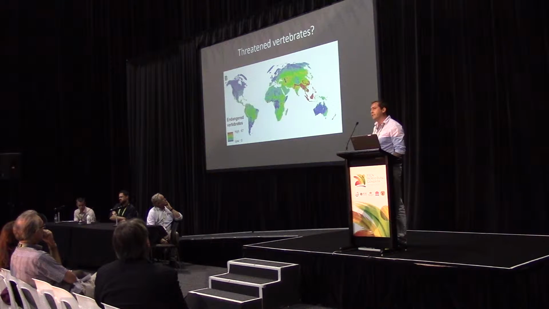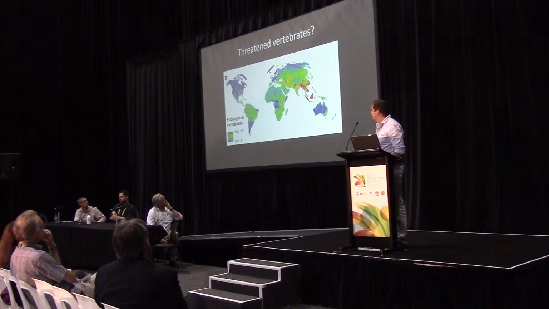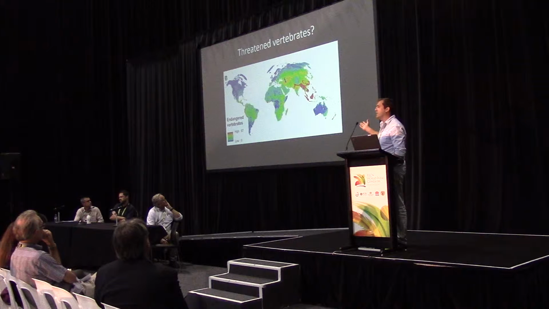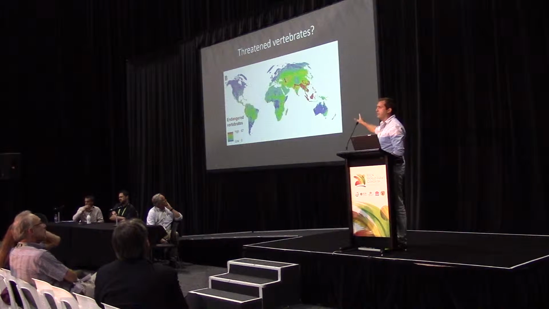So the first thing we did is gather data on metrics of biodiversity. The first data set is the richness of threatened vertebrates. So we're essentially asking, are protected areas established to cover and protect these vertebrates?